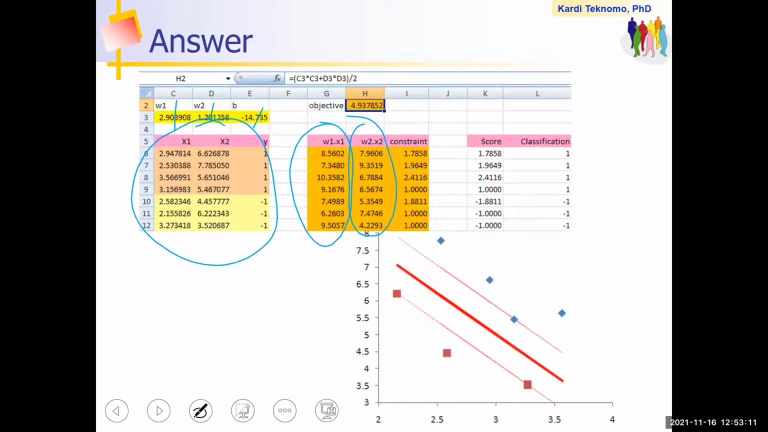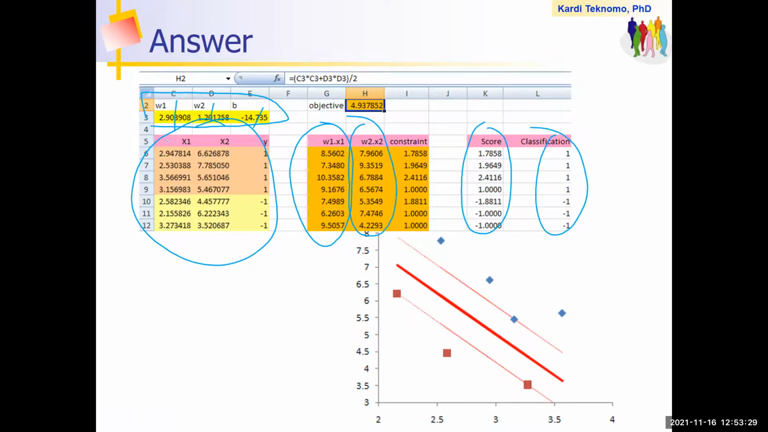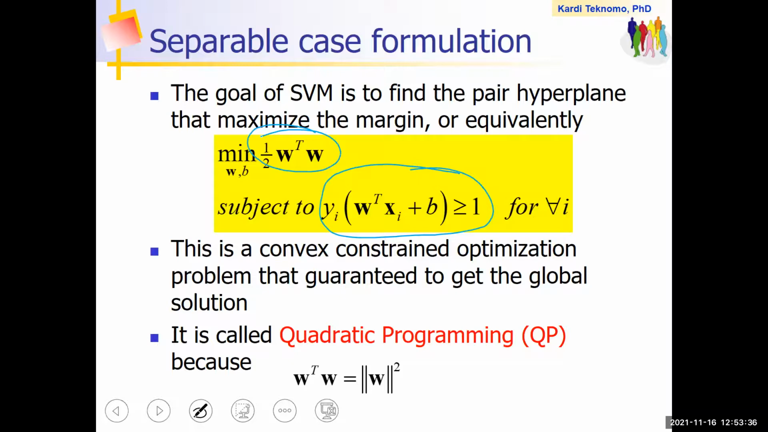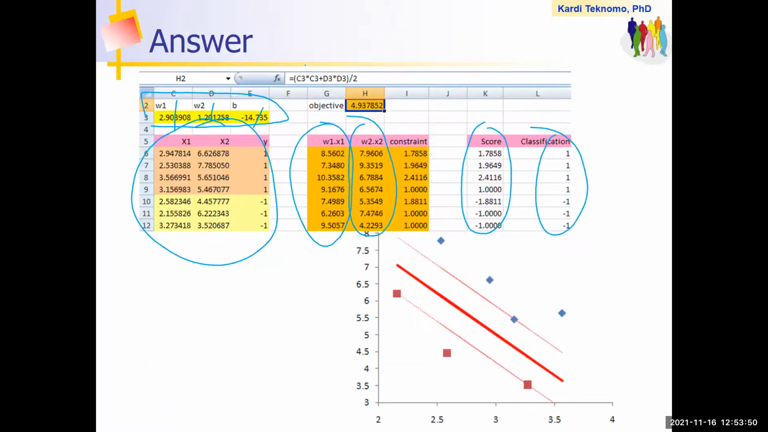Once you calculate the constraint, you can also calculate the score. From the score, you just take the sign and you get the classification. And then what do you do to get W1, W2, and B? You calculate the objective function. What is the objective function? This one, W transpose W basically. Once you can calculate that, you can use Solver to solve. Once you get these values of W1, W2, and B, then you can predict.